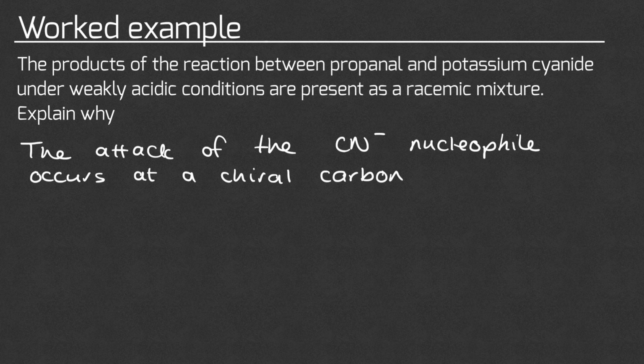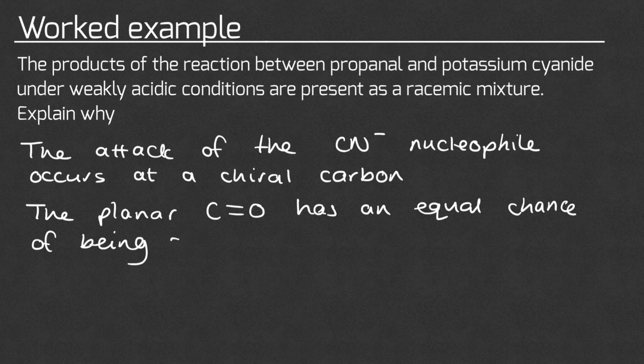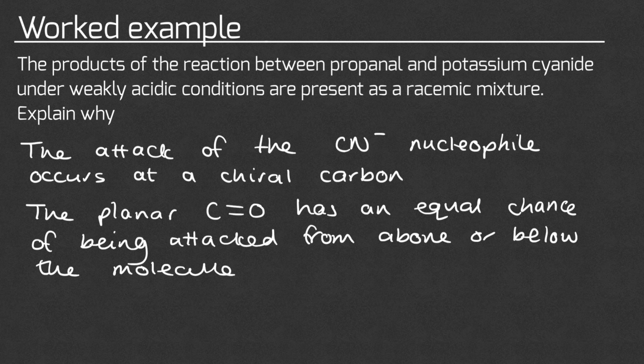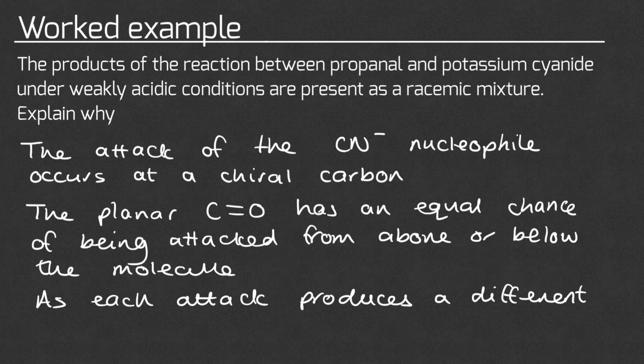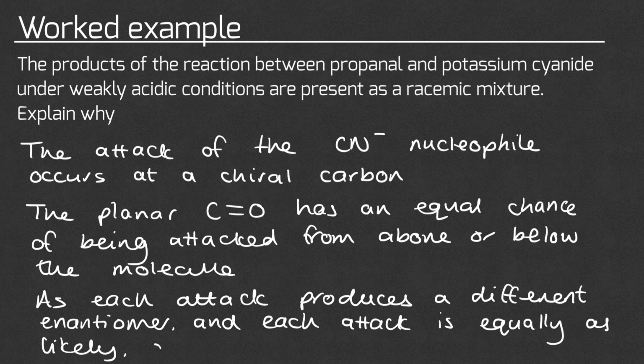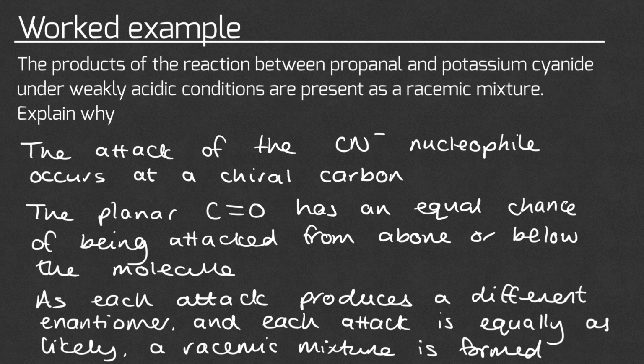Writing our answer out fully, we can say the attack of the CN- nucleophile occurs at a chiral carbon. The planar C double bond O group has an equal chance of being attacked from above or below the molecule. And as each attack produces a different enantiomer, and each attack is equally as likely, a racemic mixture will be formed.